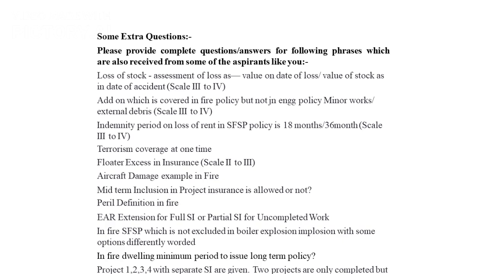12. Project 1, 2, 3, 4 with separate SI are given. 2 projects are only completed but the policy period expired. Insured needs extension? What should be the SI for extension? Options like total of 4, total of required 2, etc.